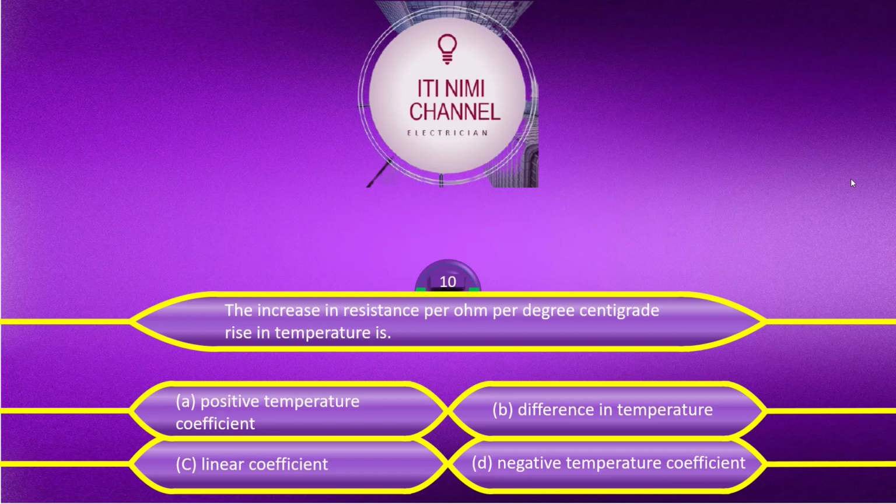The increase in resistance per ohm per degree centigrade rise in temperature is: positive temperature coefficient, difference in temperature, linear coefficient, negative temperature coefficient. The answer is positive temperature coefficient.